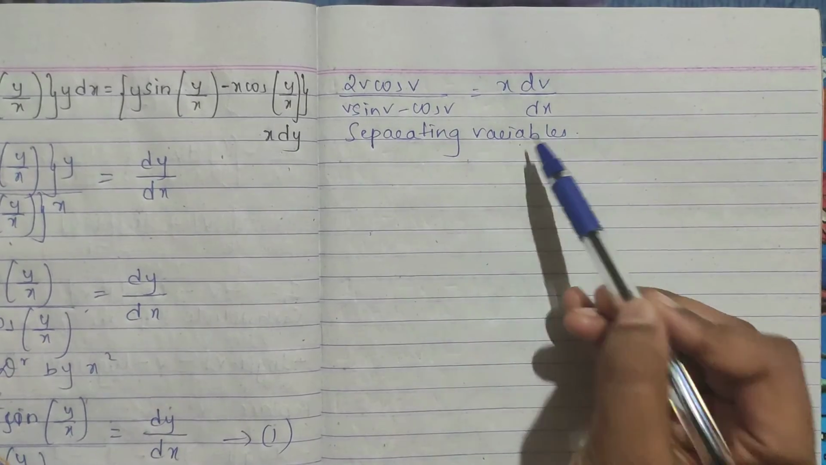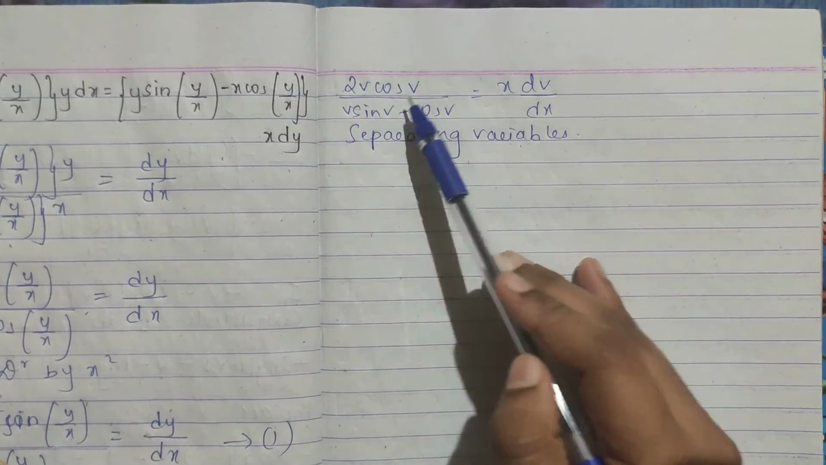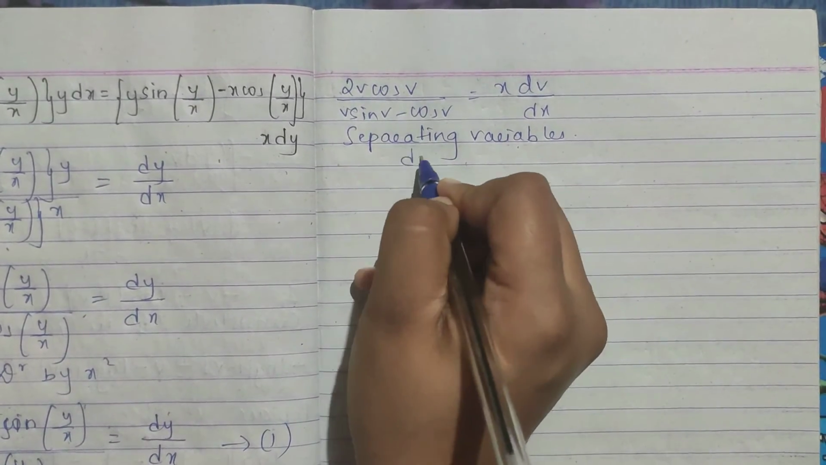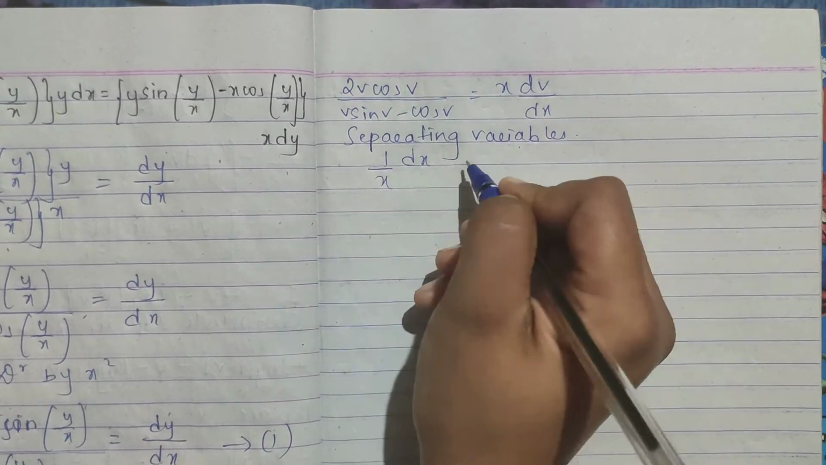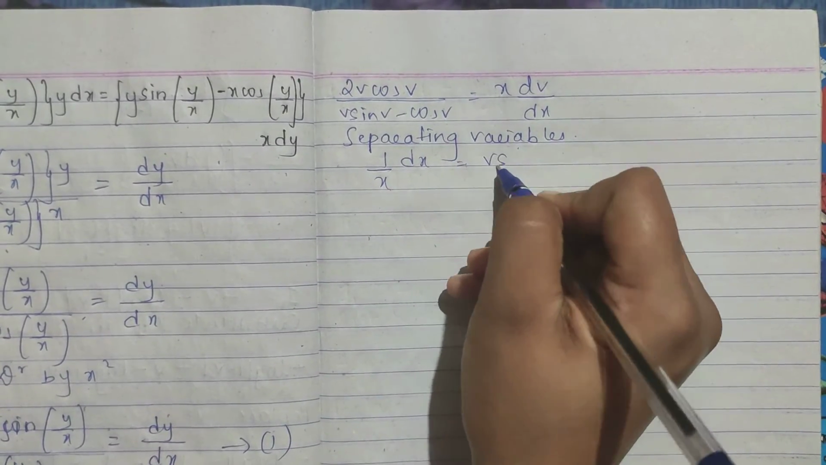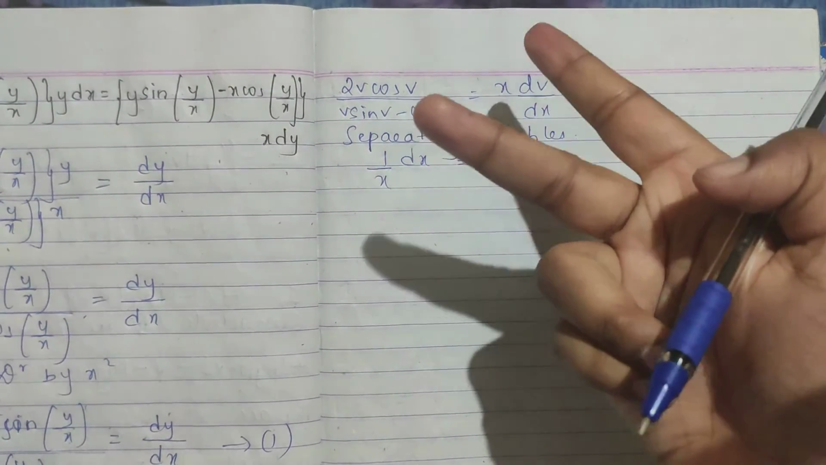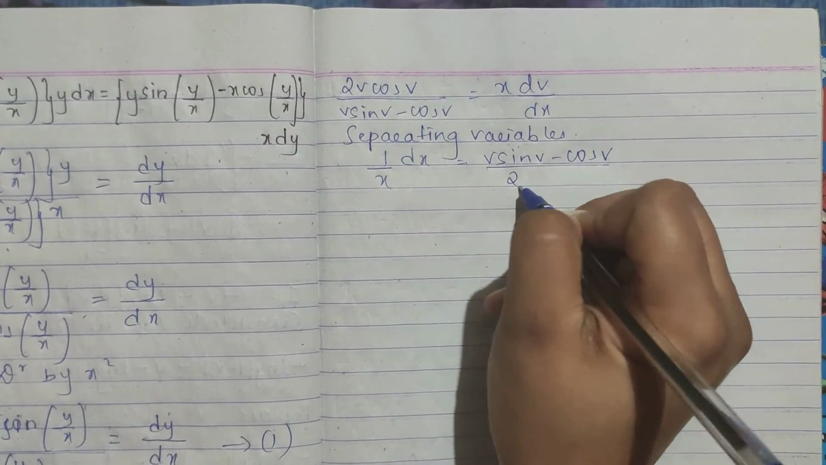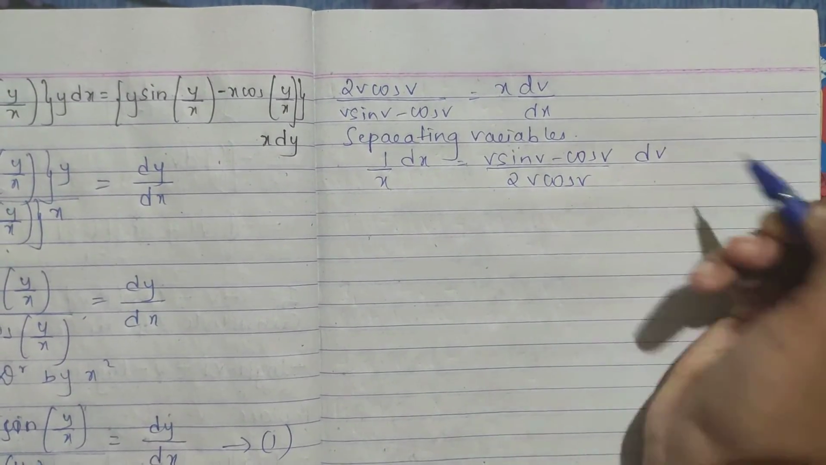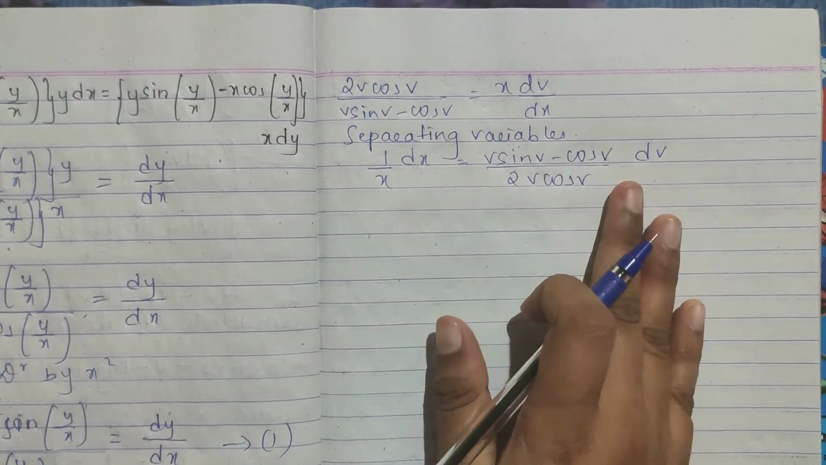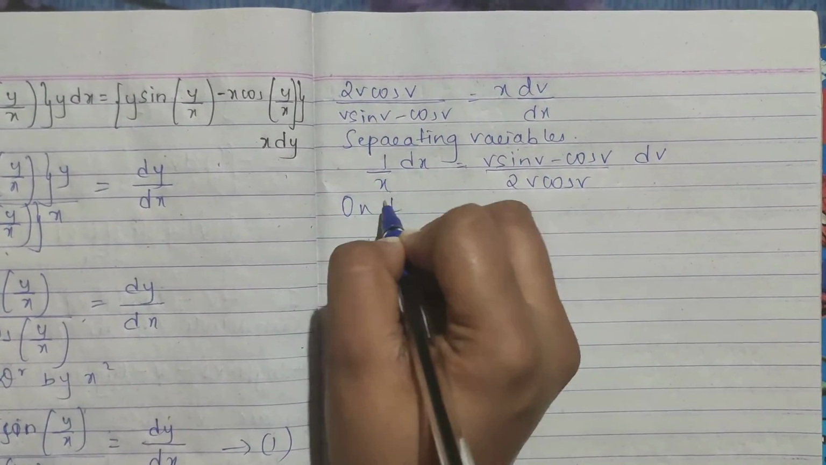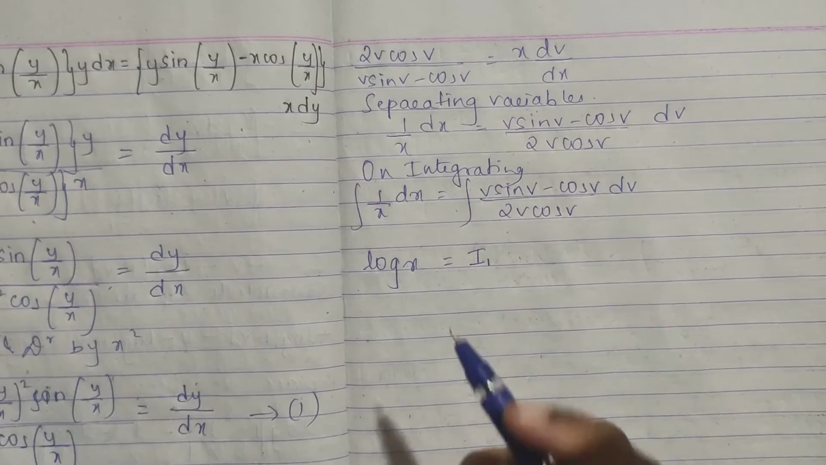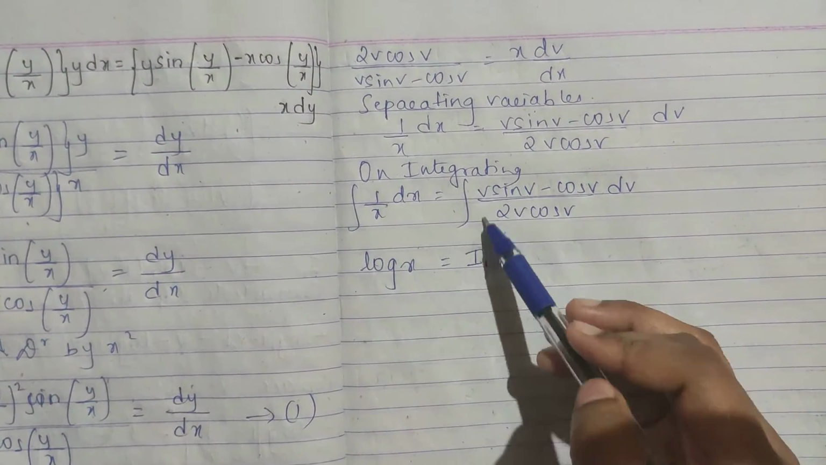What we will do is separate the variables. See, v is here, dv is here, so everything goes here and this part comes here. Multiplying by dx, x also comes here, meaning 1 by x. dv is there, if it goes here it becomes opposite, right? Denominator becomes numerator, numerator becomes denominator: v sin v minus cos v whole divided by 2v cos v dv. So dx and dv we have now separated. Now it is on to integration, right? Integrating it, after integrating 1 by x is log x.